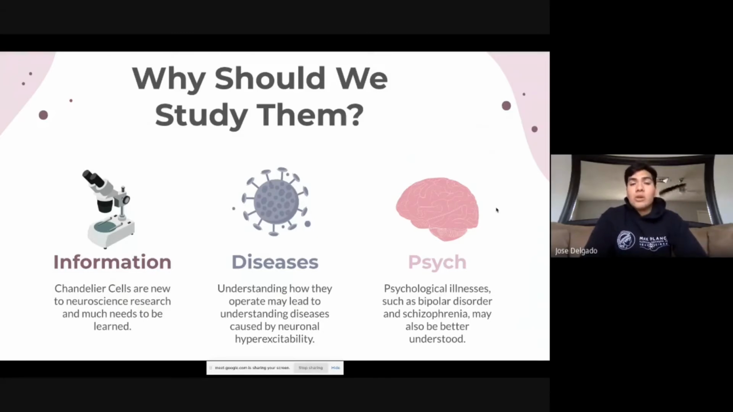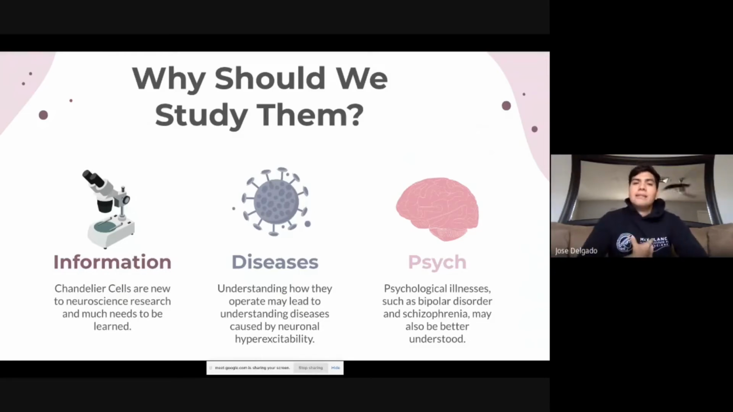But not only that, it's also to study diseases. Inhibitory neurons actually prevent hyperexcitability of neurons. An example of hyperexcitability is seizures. When a seizure occurs, it's because all your neurons are firing and they're going crazy. Inhibitory neurons can actually prevent that from occurring. Not only that, but also psych diseases or illnesses, because bipolar disorder or schizophrenia is also due to these neurons firing all the time without being regulated. So we have to study them in order to better understand these areas.